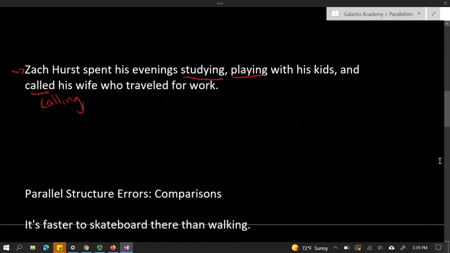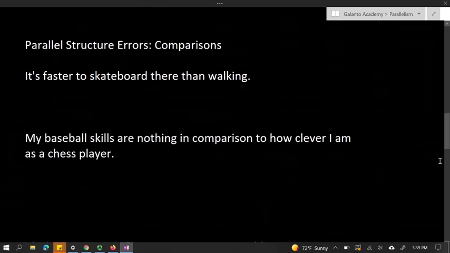So we can also have parallel structure errors with comparisons. If you look at this first one, we see it's faster to skateboard there than walking. Since we have to skateboard, then we need to have the same sort of structure with our word at the end here. Then it is to walk.